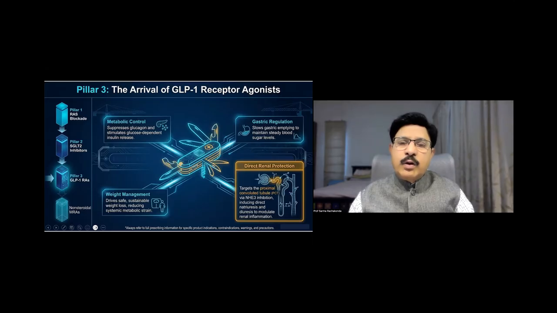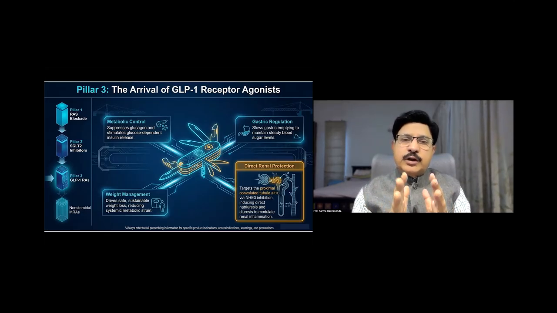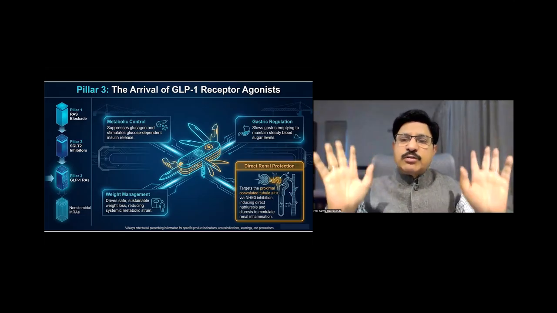What are the mechanisms of action of GLP-1 RA? 1, it suppresses glucagon and stimulates glucose-dependent insulin release. 2, it manages the weight. 3, gastric emptying is slowed, so sugar levels do not surge quickly.